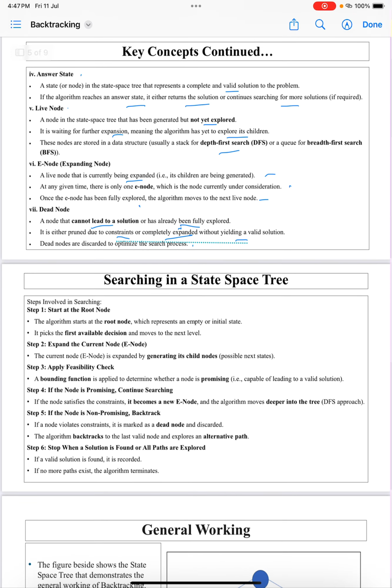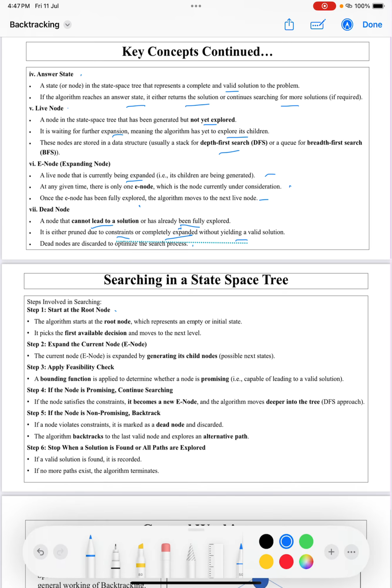So this is how searching will happen in a state space tree. Steps involved in searching. The first step is start at the root node. The algorithm starts at the root node, which represents an empty or initial state. It picks the first available decision, moves to the next level. Step 2 is expand the current node, which is the E node. The current node, E node, is expanded by generating its child nodes. Step 3, apply feasibility check. A bounding function is applied to determine whether a node is promising, that is, capable of leading to a valid solution. Step 4, if the node is promising, continue searching.